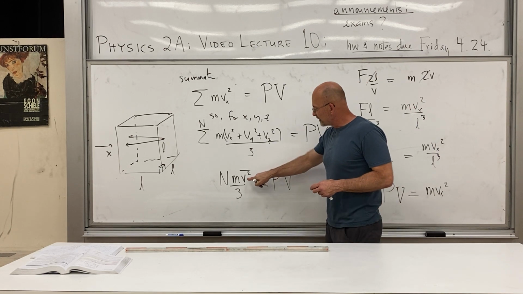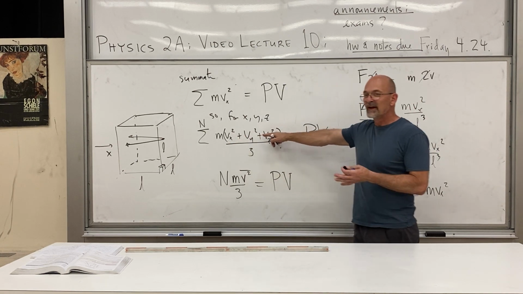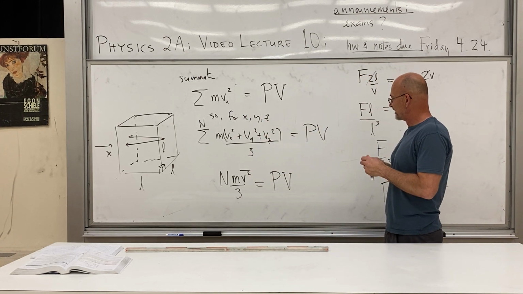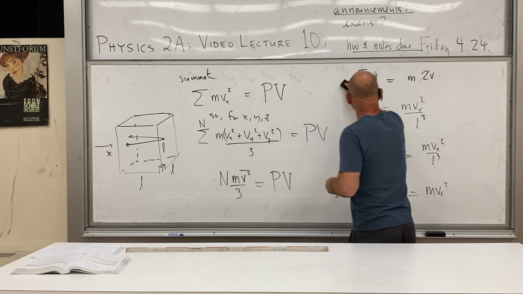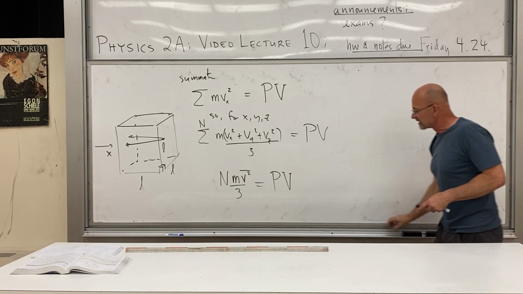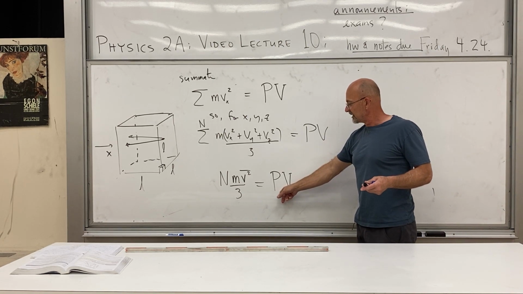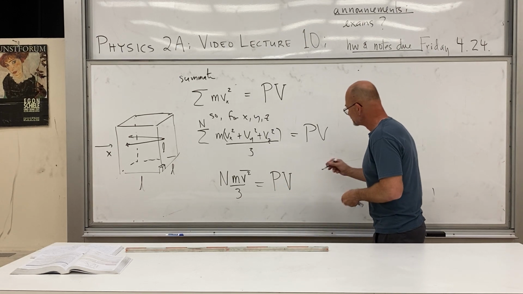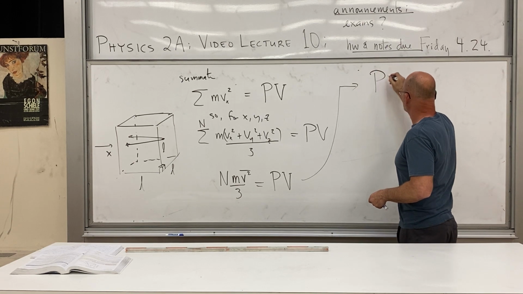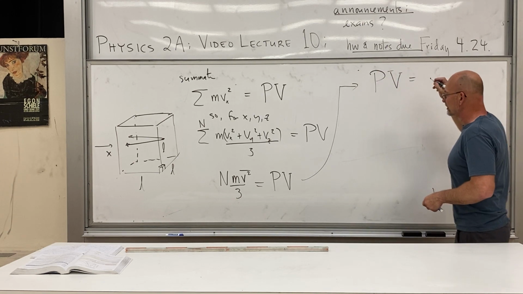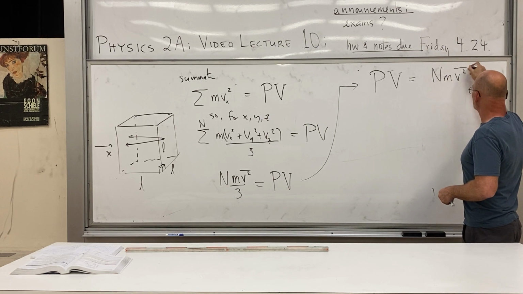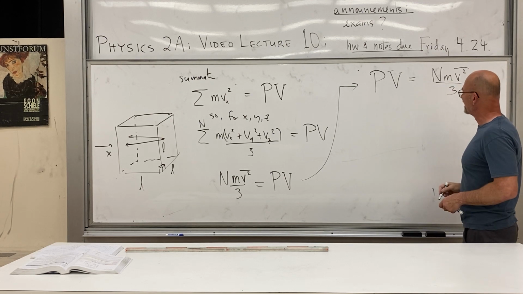So now we're not saying all the speeds are the same, they're not all the same everywhere, but you average them all up and you get this average for all of these individual speeds. So now we're ready to draw our conclusion. Because that looks like the PV of the ideal gas law. So here we go. Okay, we're going to have P times V is equal to N M V squared average over 3.